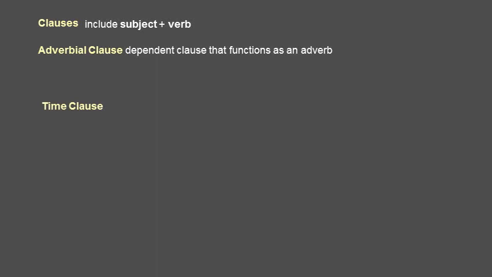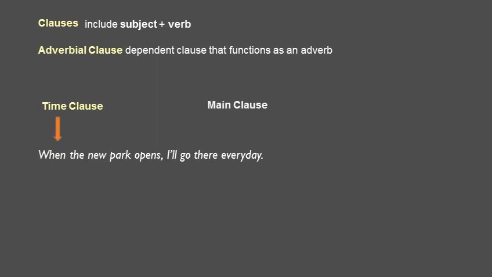Time clauses usually indicate something about time and begin with words like when, while, or as. In this example, when the new park opens, I'll go there every day. When the new park opens is the time clause. The main clause is I'll go there every day.